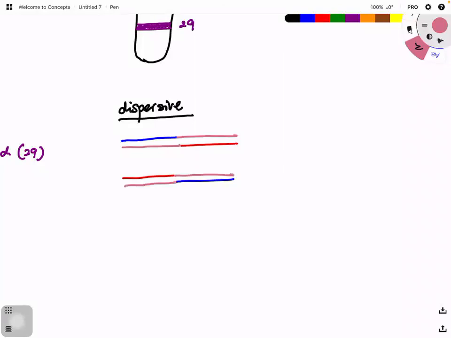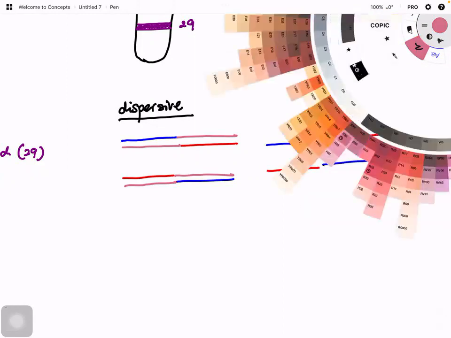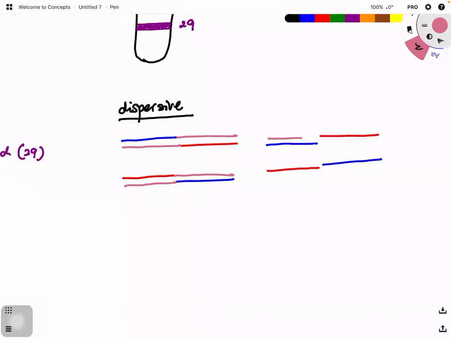Another one, blue, red. And then red, blue. So newly synthesized strands are added to each of them. It's a mixture. Can you see that? It's a mixture.